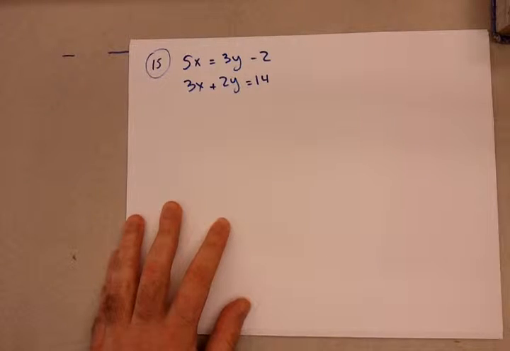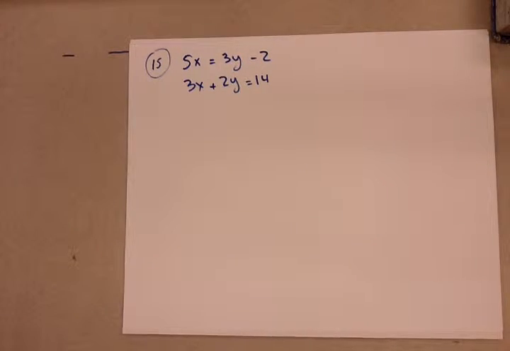It says solve the linear system using elimination. If you remember, 7.4 was all about modifying systems so elimination could be used. So looking at this problem, first of all, my x's and my y's are not aligned. I have on the bottom the x and y on one side, on the top I have the x and the y on different sides.